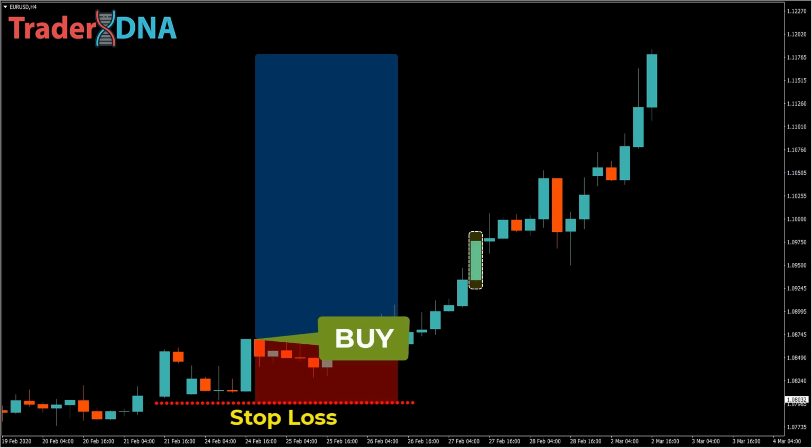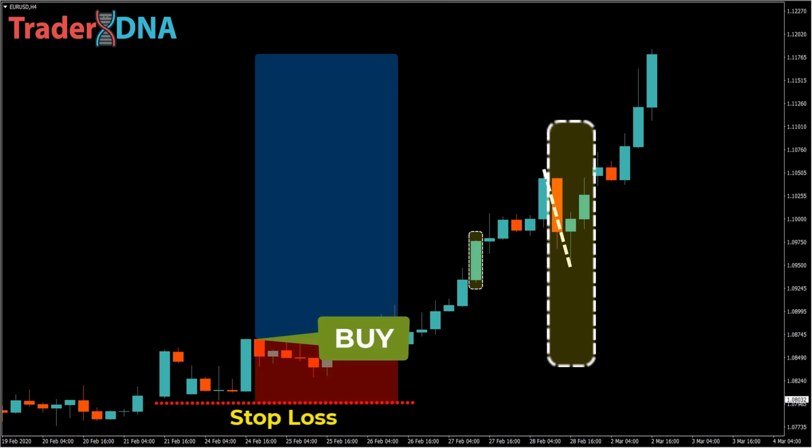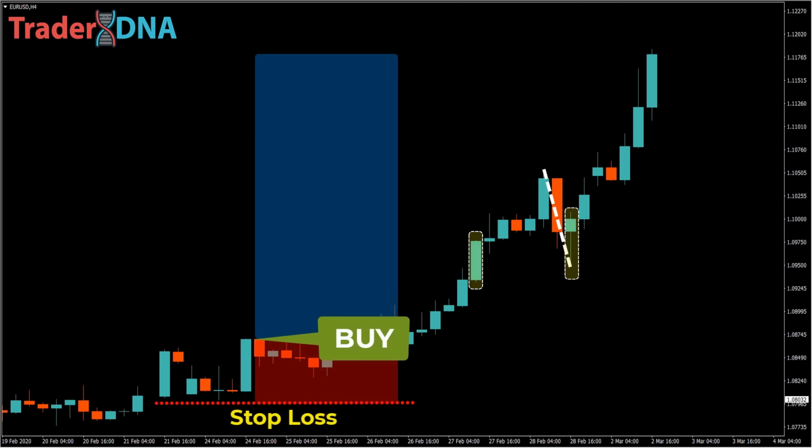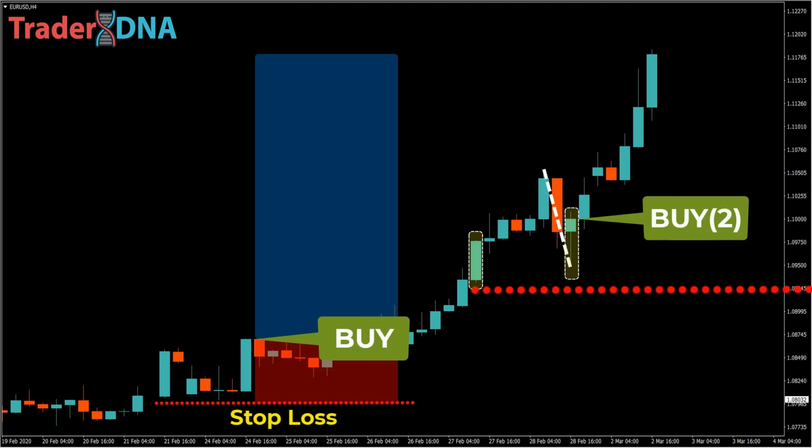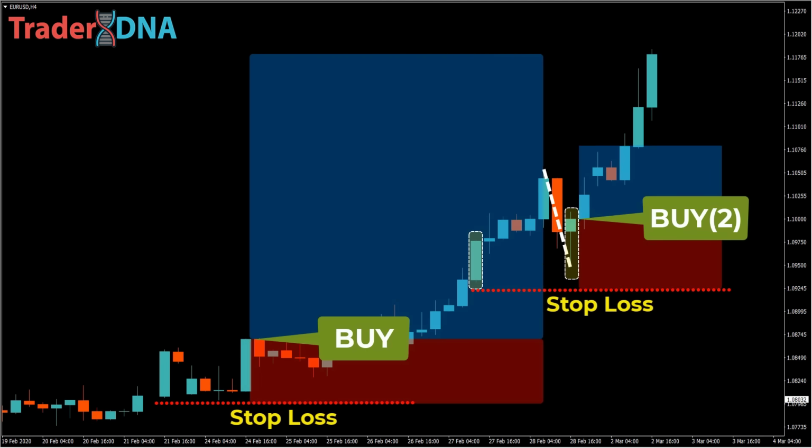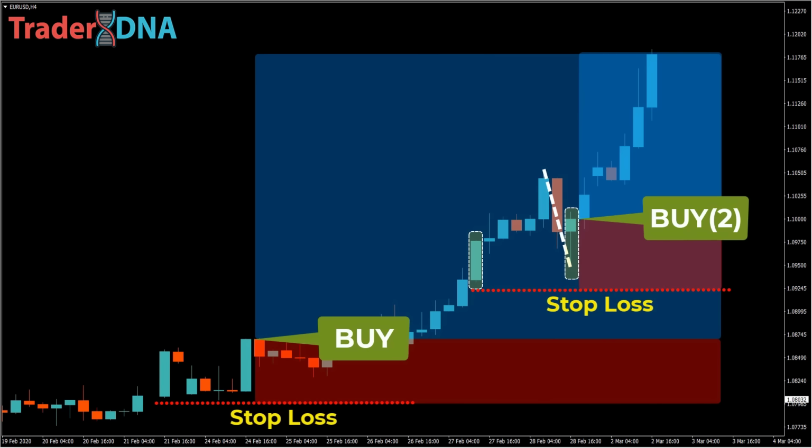We repeat the process. Wait for a correction. Again, price should not drop below the strong bullish bar's low. And right here, the market forms a bullish pin bar, another strong buy signal. Enter a buy position on the next candle's open. Stop loss, same strategy, below the previous strong bullish bar. And once again, boom, the market surges upward, delivering another huge profit opportunity.